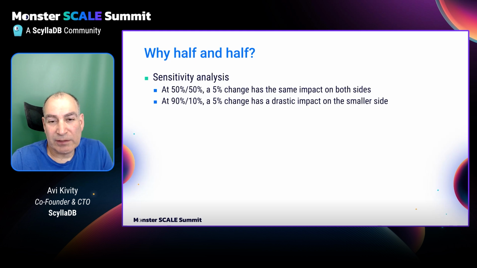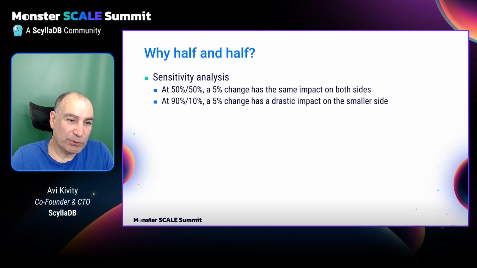That doesn't mean that it's the optimal division for every use case, but it's the one that is least sensitive and will cause the least surprises. So we pick 50-50.